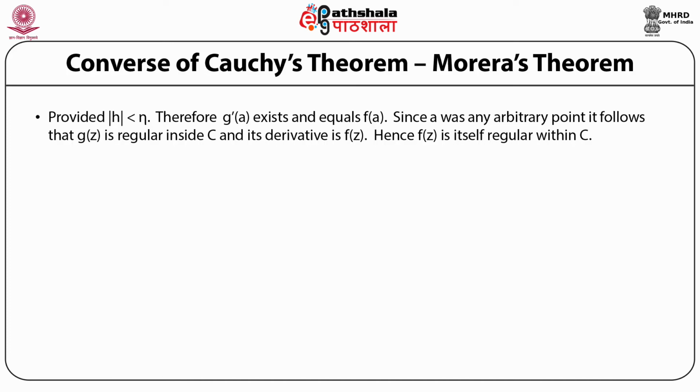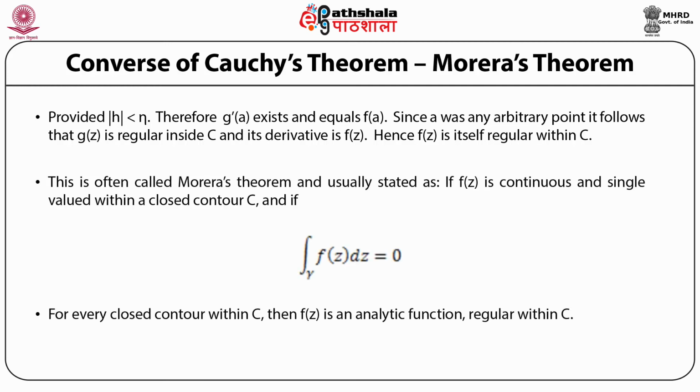Since a was an arbitrary point, it follows that g(z) is regular inside C and its derivative is f(z). Hence, f(z) is itself regular within C. This is often called Morera's theorem and usually stated as: if f(z) is continuous and single-valued within a closed contour C, and if integral along gamma of f(z) dz is equal to 0 for every closed contour within C, then f(z) is an analytic function regular within C.